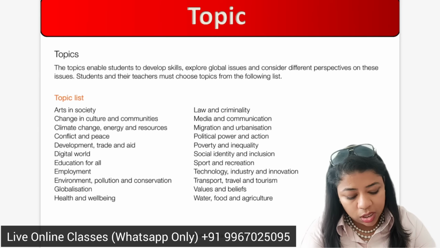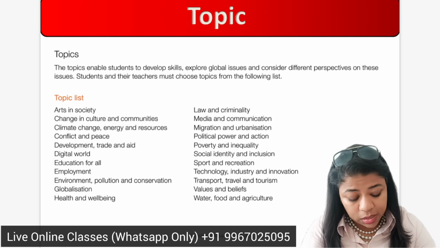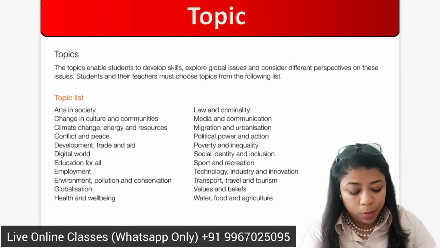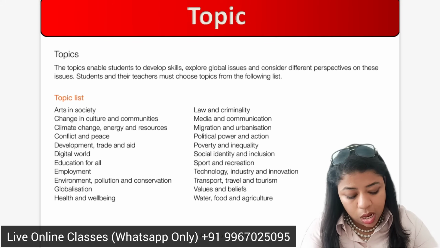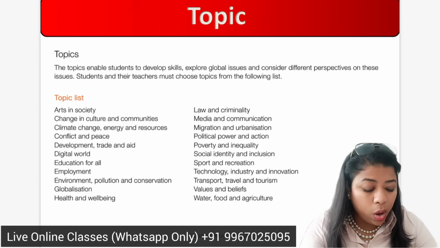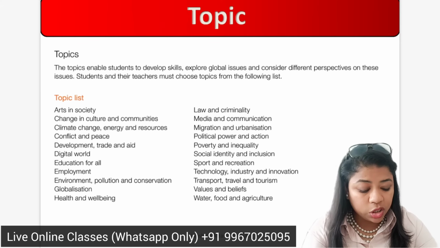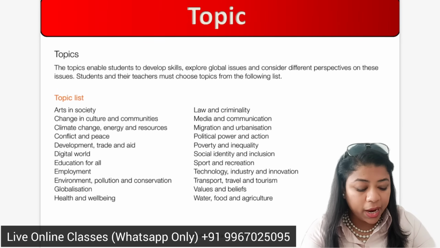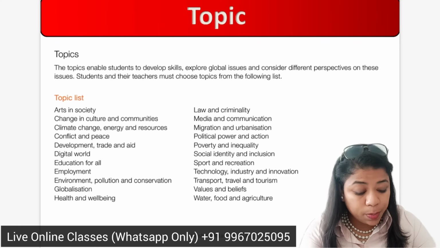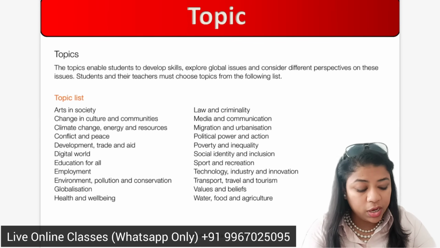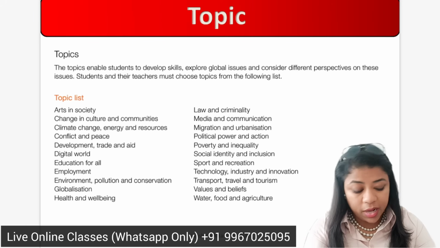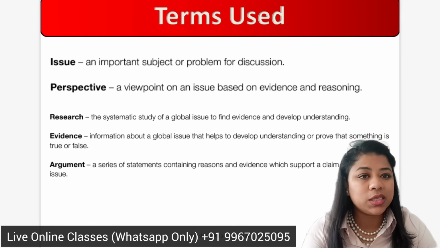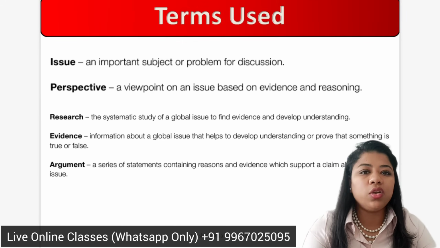Arts and society, change in culture and communities, climate and energy resources, conflicts and peace, development, trade and aid, digital world, education for all, employment, environment, pollution and conservation, globalization, health and well-being, law and criminality, media and communication, migration and urbanization, political power and action, poverty and inequality, social identity and inclusion, sport and recreation, technology, industry and innovation, transport, travel and tourism, values and belief, water, food and agriculture. These are the topics you can pick any one and then write your IR on the same.